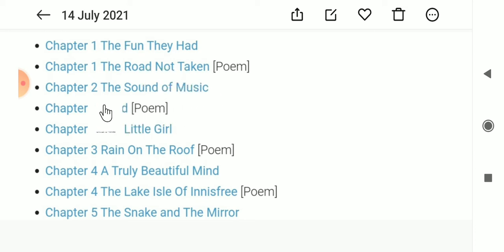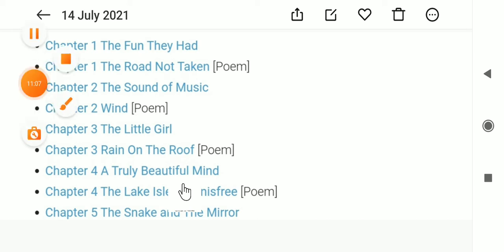Then comes chapter number 2, The Sound of Music, a very interesting lesson. This is what we are going to learn here. Then the poem of this chapter is Wind. Then comes chapter number 3, The Little Girl. Then the poem based on chapter number 3 is Rain on the Roof. Then comes chapter number 4, A Truly Beautiful Mind. What is it? A truly beautiful mind.